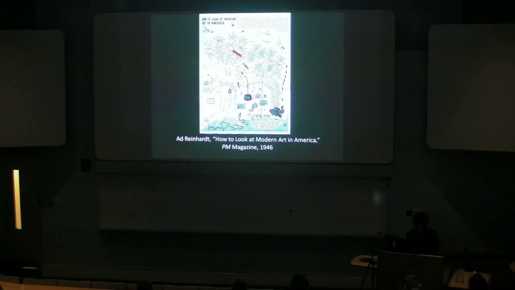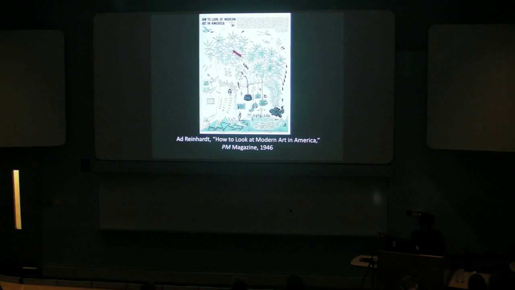Notably, as early as 1946, Ad Reinhardt included him in his well-known cartoon, How to Look at Modern Art in America. Here, you can see Lewis's name clustered on the same branch as Jackson Pollock, Robert Motherwell, and Barnett Newman. And for a number of years, Lewis exhibited alongside those artists in group shows, as well as his colleagues Dorothy Dehner, David Smith, and Mark Tobey at the Willard Gallery.